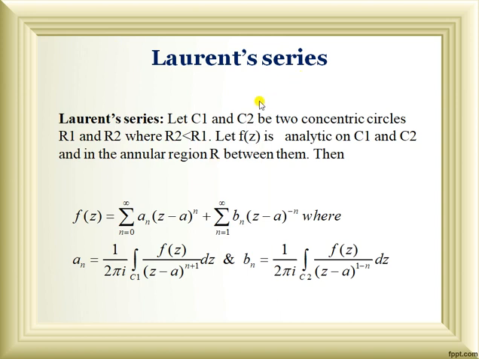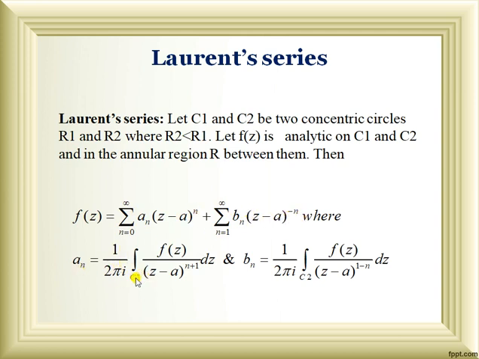So let us move on to the Laurent series. Let C1 and C2 be two concentric circles, and R1 and R2 are the radii of these circles, where R2 is less than R1. Let f of z be analytic on C1 and C2 and in the annular region between them. Then f of z equals summation n varies from 0 to infinity of an into z minus a whole power n, plus summation n varies from 1 to infinity of bn into z minus a whole power minus n. Here n varies from 0 to infinity with positive power, and here n varies from 1 to infinity with negative power.